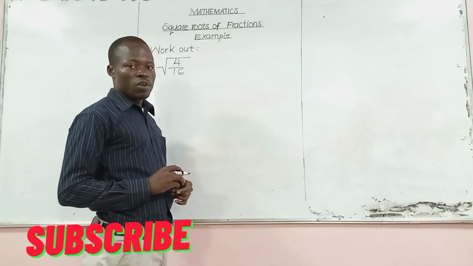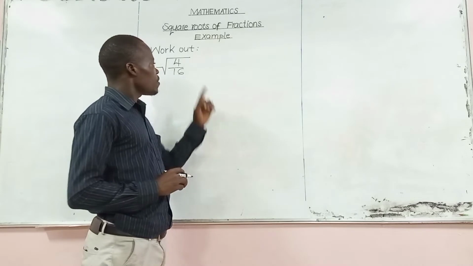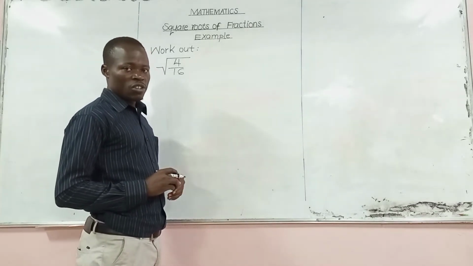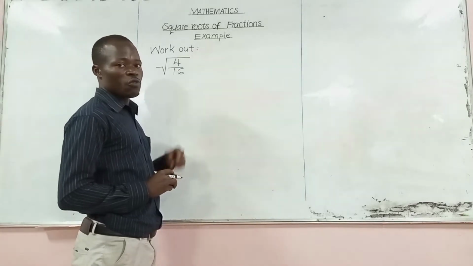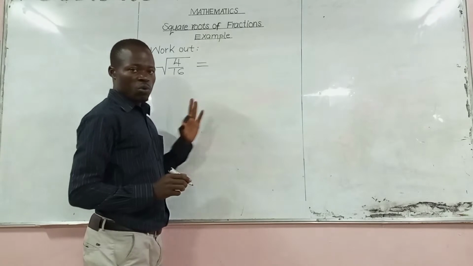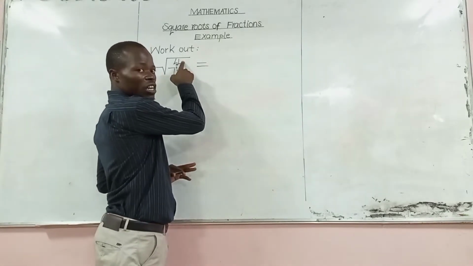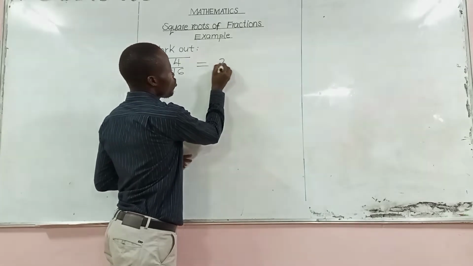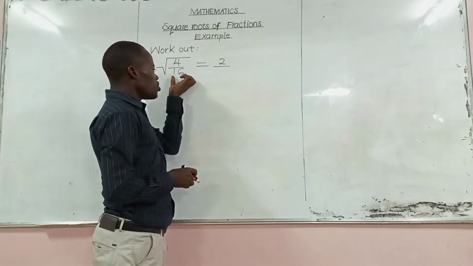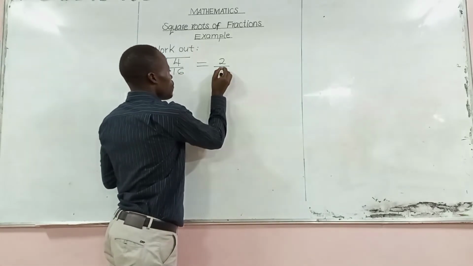So for us to get the square root of a fraction, we simply get the square root of the numerator and the square root of the denominator. So in this case, getting the square root of 4 over 16, we are simply going to get the square root of 4, the numerator, which is 2, over the square root of the denominator, 16, which is 4.